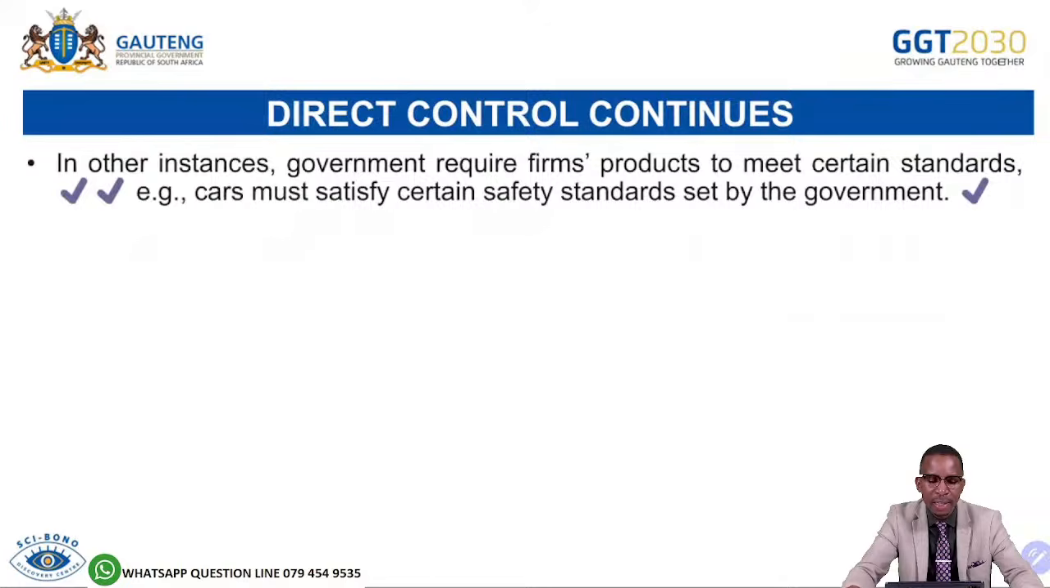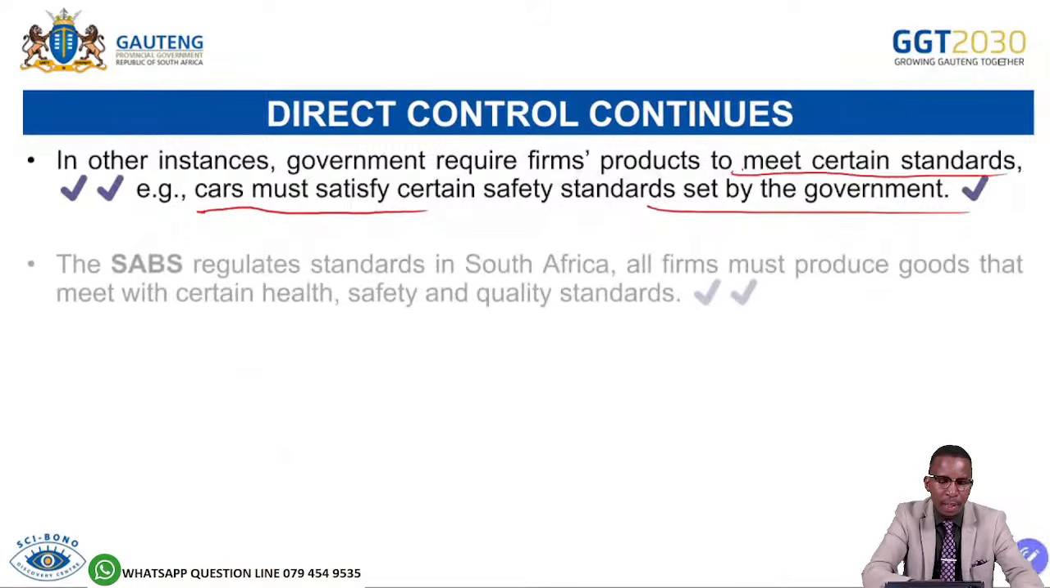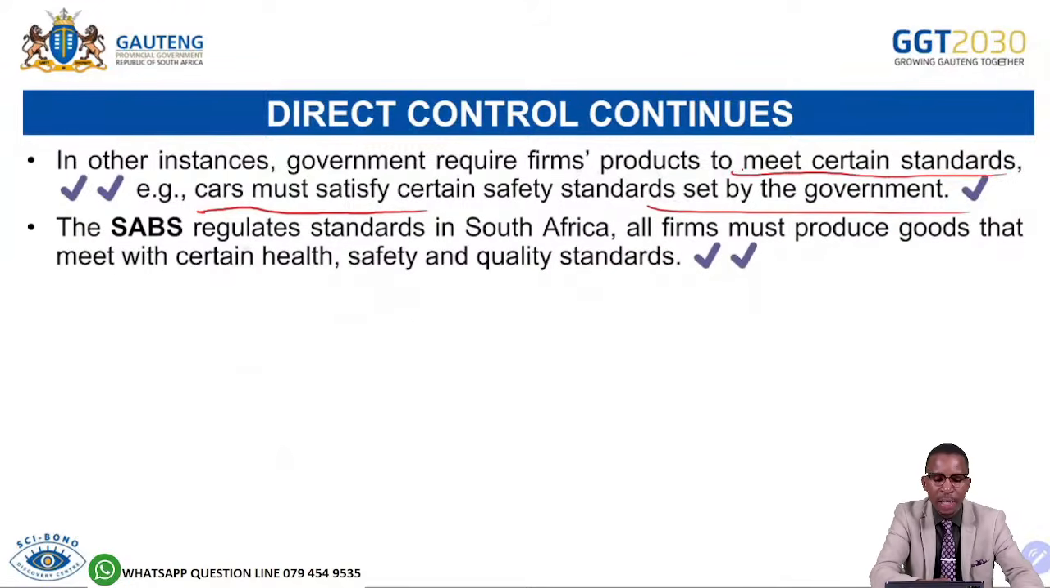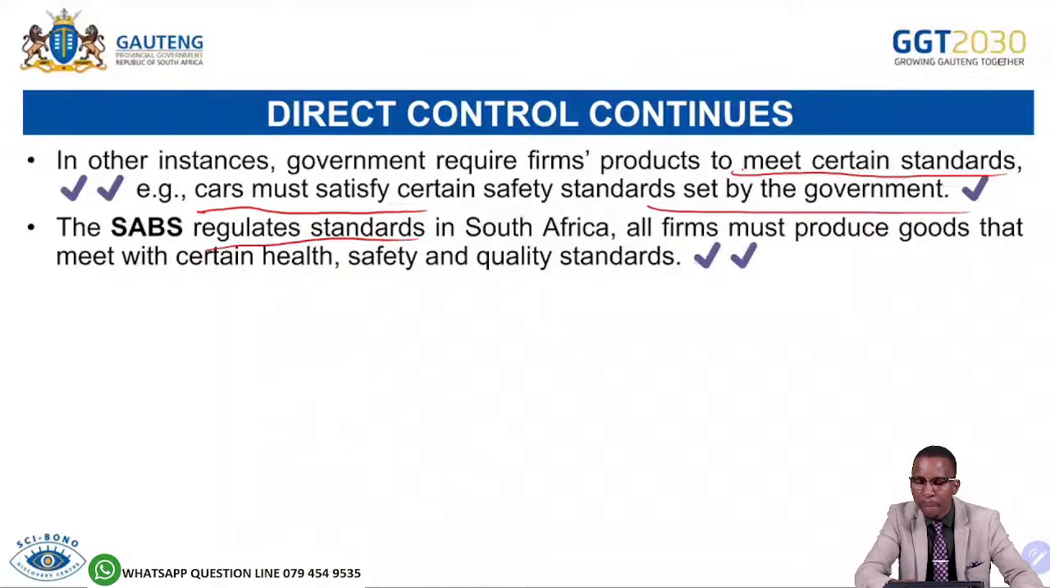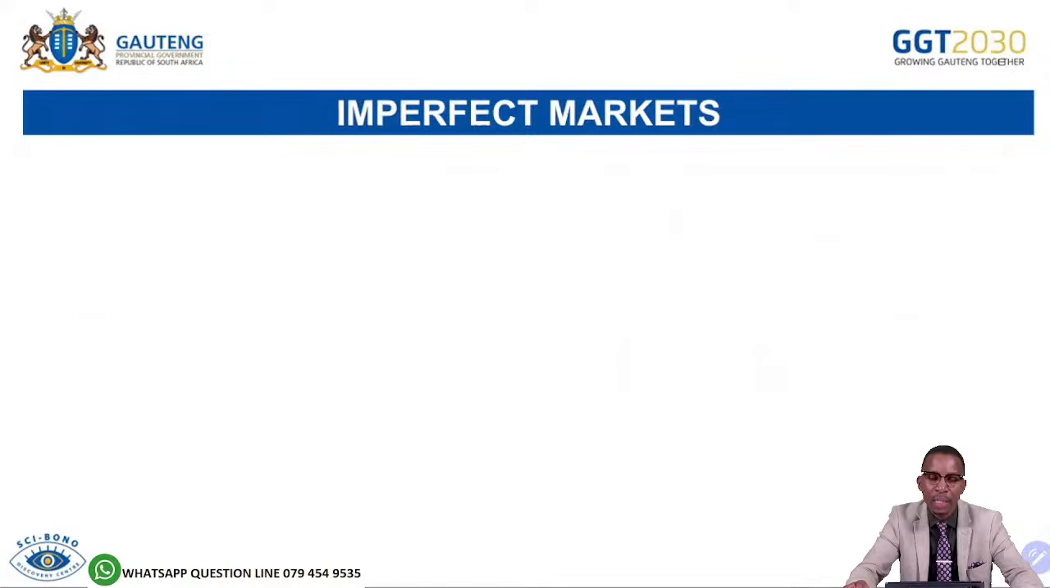And then in other instances, government requires firms' products to meet certain standards, e.g. cars must satisfy certain safety standards set by the government. The South African Bureau of Standards regulates standards in South Africa. All firms must produce goods that meet certain health, safety and quality standards set by the bureau. If a product does not meet the prescribed standards, it cannot be allowed in the market. So those are some regulations.